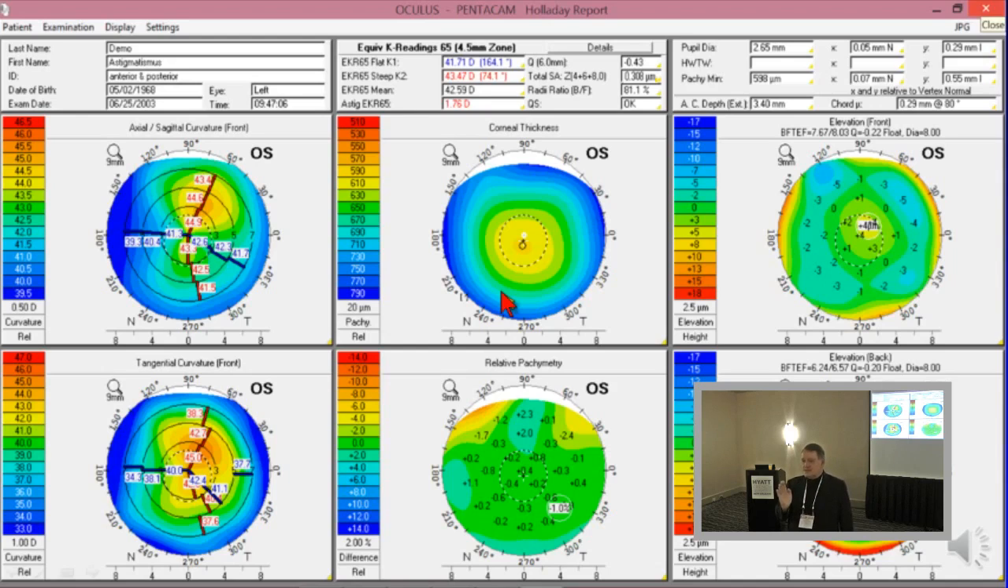Because what happens is, if you're on 0, it means you're going to have as many hyperopic surprises as you have myopic surprises. And using the 2 millimeter zone post-refractive surgery, you'll never have a hyperopic surprise, but you will have some myopic surprises.